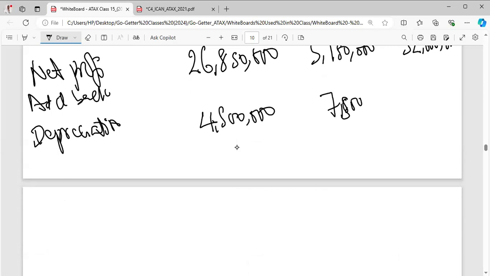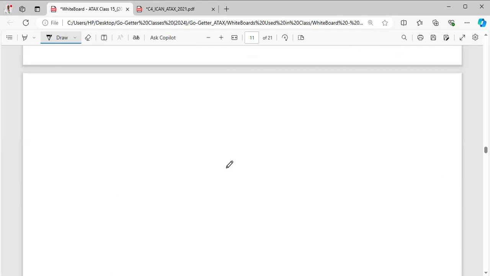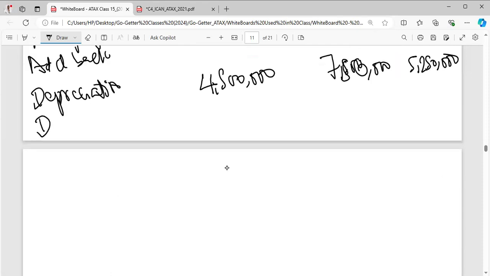45,750. That should give me 5,250. Okay, that's an add back. Then we have donation, 250. Adding back donation, 250. That would be 250. What again are we adding back?